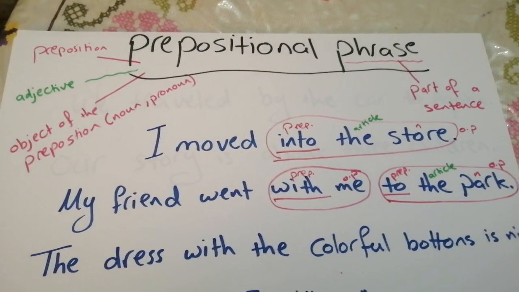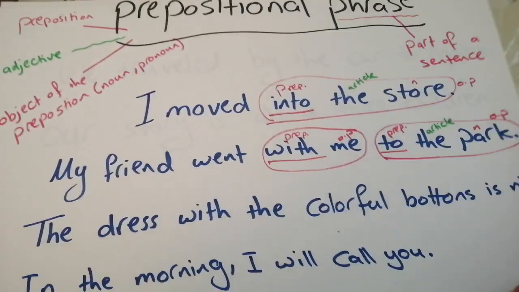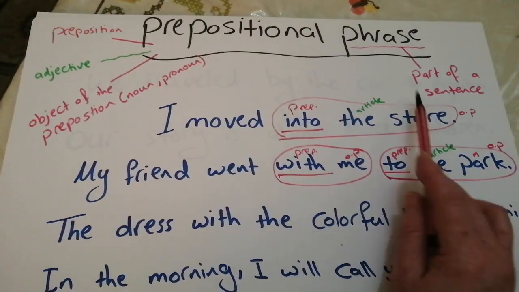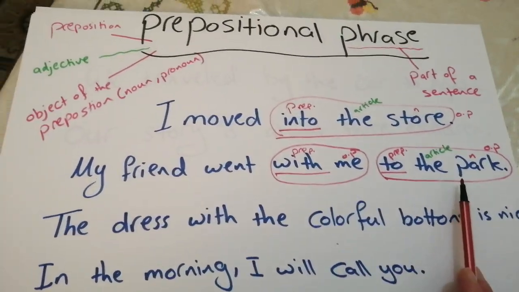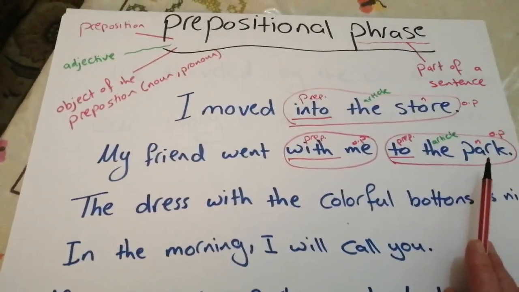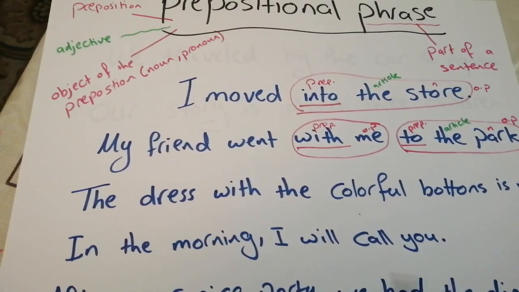Okay, and here, as you see, the prepositional phrase comes at the end of the sentence. Here it comes in the middle and in the end, so I can have more than one prepositional phrase in the same sentence. Let's see the next one.